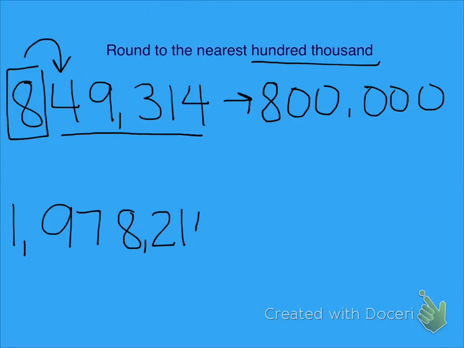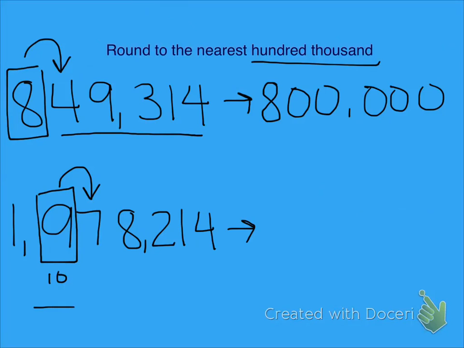1,978,214. Okay, so our first step is to find the number in the hundred thousands place. So that's the 9. Make sure you really pay attention to those places. Then we're going to look to the right. That's a 7. It's more than 5, so that means we need to round up. But I notice that I have a 9 here. So if I go up, it would not make sense to put 10. I can't fit 10 in the hundred thousands place. So now I really need to think.